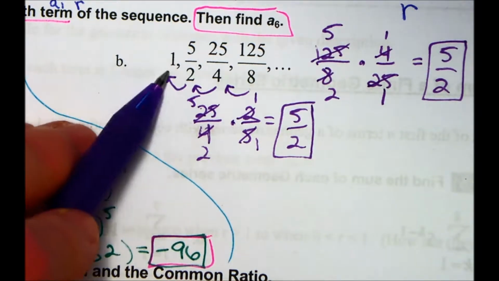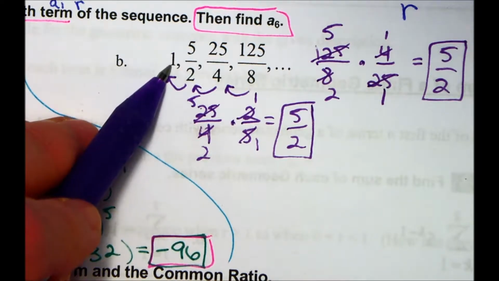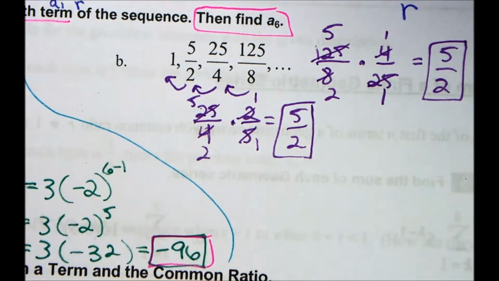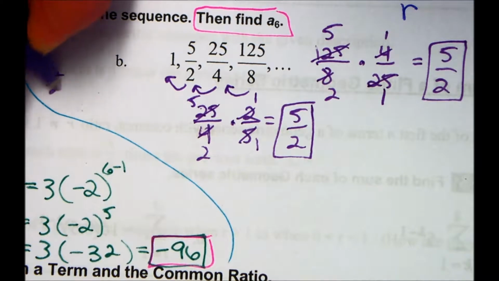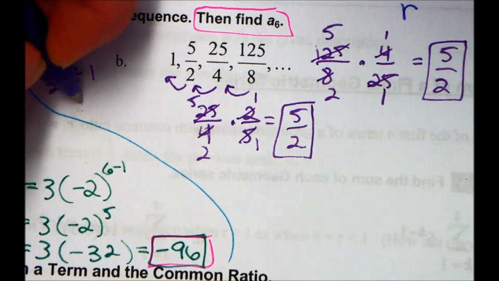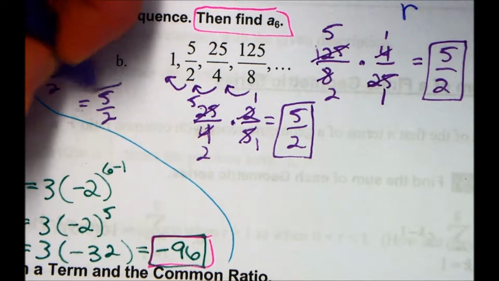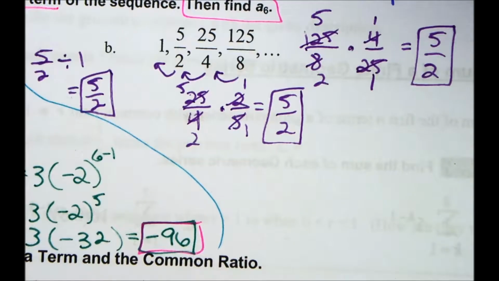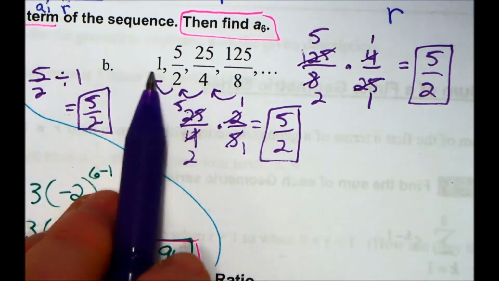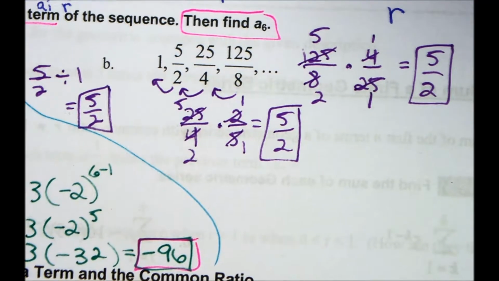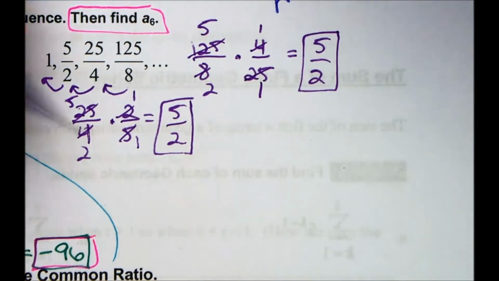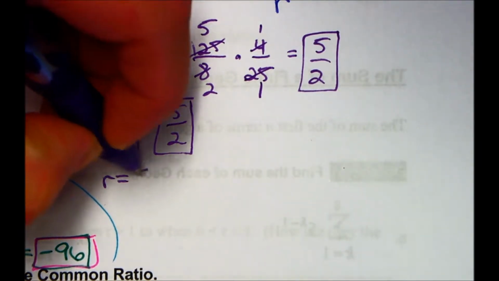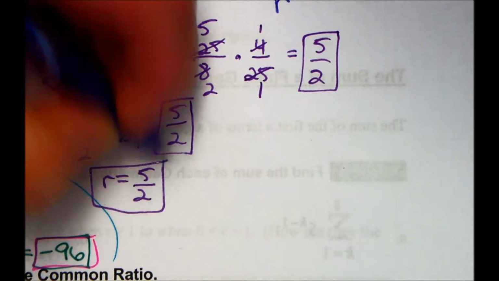And if you look at the last one here, 5/2 divided by 1, well, anything divided by 1 is itself. So 5/2 divided by 1 is just going to equal 5/2. So we do have a common ratio. We do have a geometric sequence. So now we're going to write the rule. So we know that R equals 5/2. We're pretty confident with that.